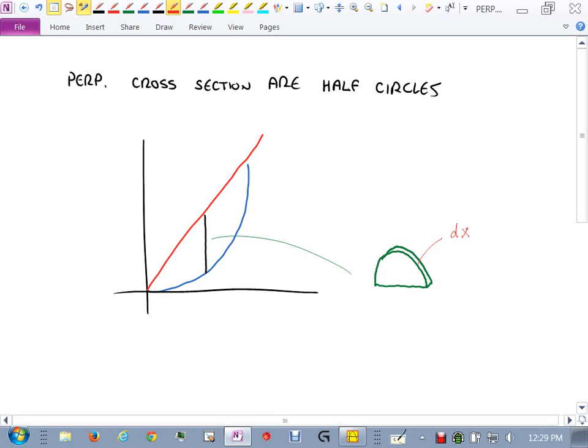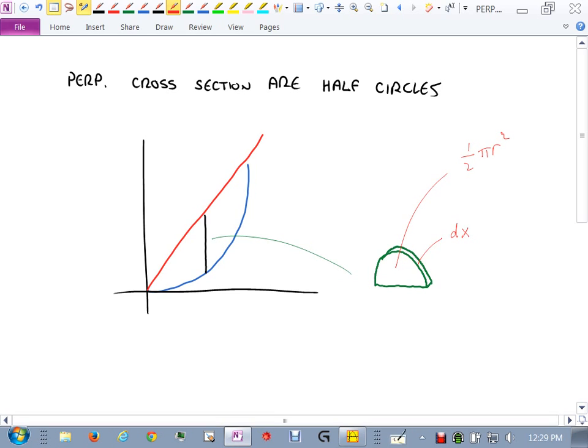Okay, good. So instead of using the area of a square, we just need the area of a half circle, right? Half a circle. So what's the area of a full circle? Pi r squared, right? So we want half of that.